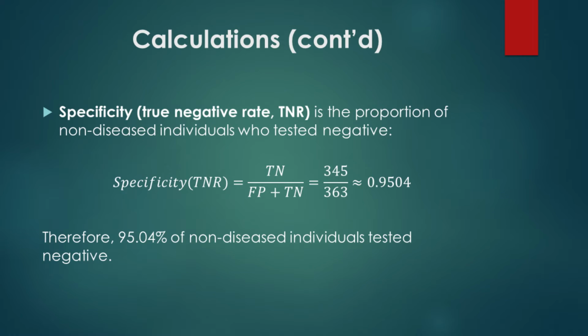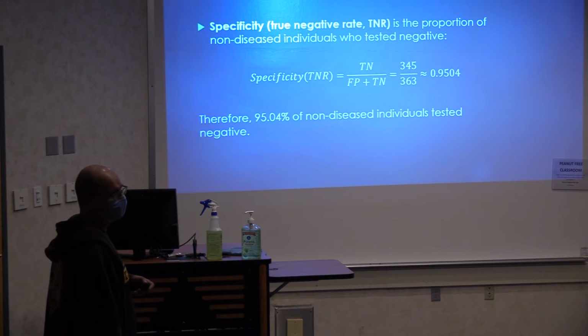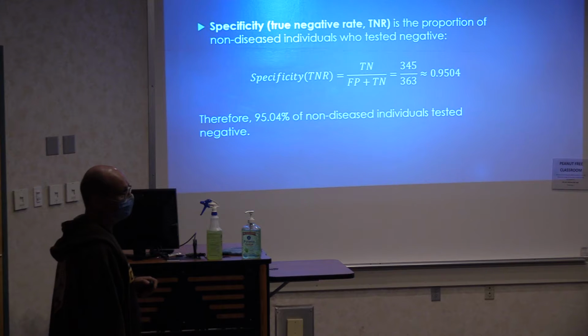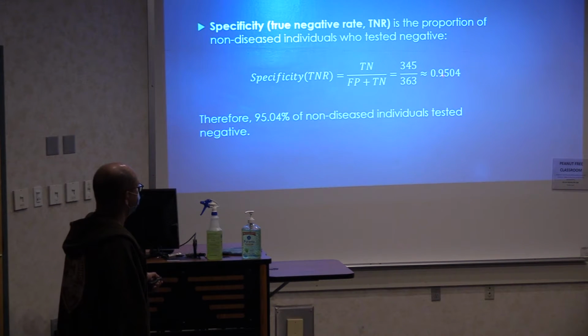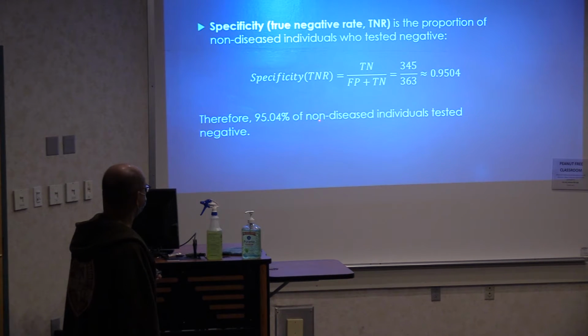Next one is specificity, or the true negative rate. What are we going to do now? It's the proportion of non-diseased individuals, so it's false positives and true negatives in the denominator. Those are the people who do not have the disease. Okay. And in the numerator, well, who tested negative? Okay. That's an excellent number, 95.04%, i.e. 95.04% of non-diseased individuals tested negative.